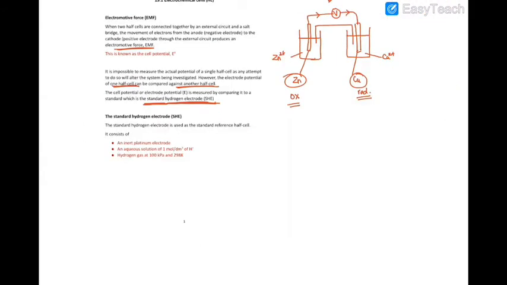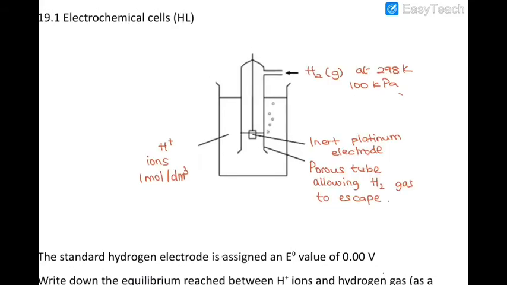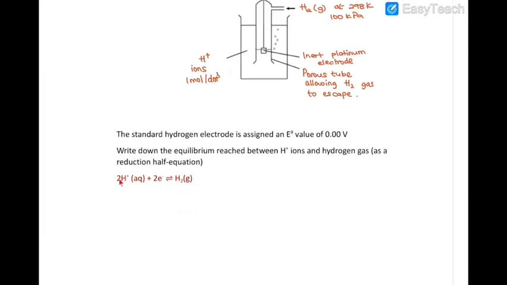Now, what is the standard hydrogen electrode? It consists of an inner platinum electrode. Let's see this. So you have an inner platinum electrode here, and to this you have hydrogen gas, which is going to be bubbled at 298 K and 100 kilopascal, and this is going to be in a solution of H plus ions at 1 mole per dm cube, and you have a porous spot which allows hydrogen gas to escape. So you have hydrogen gas in equilibrium with hydrogen ions, H plus ions in equilibrium with H2 gas.